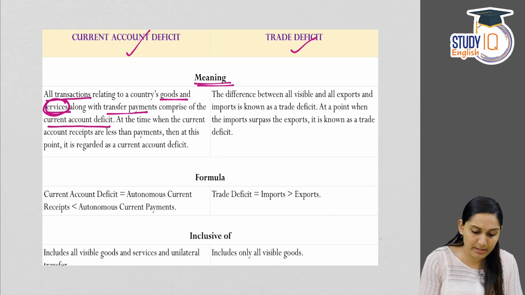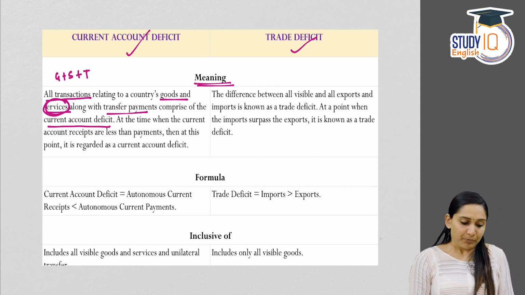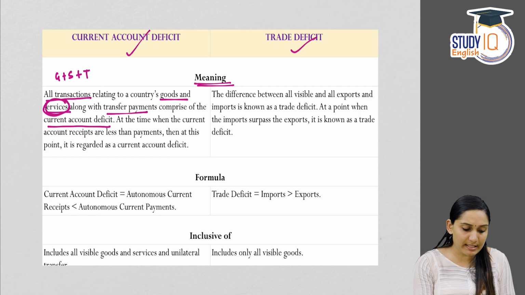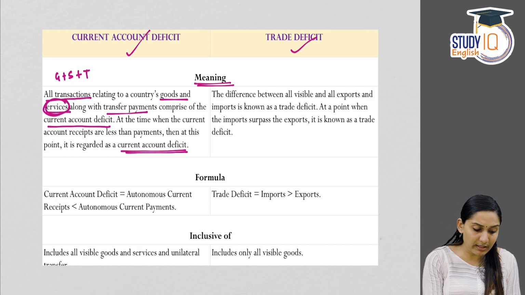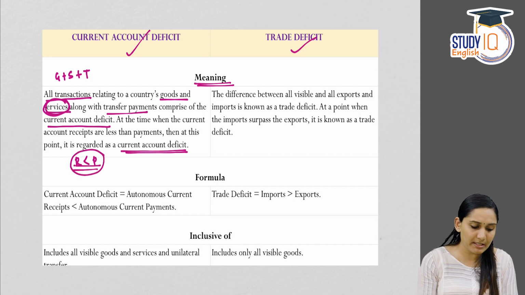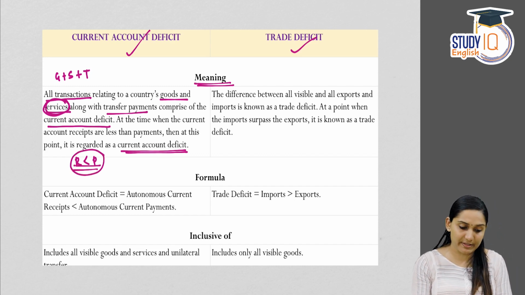So, what are the components of current account deficit? Trade of goods plus services plus transfer payments. At the time when current account receipts are less than payments, at this point it is considered a current account deficit. So current account deficit is when the current account receipts are less than the payments.